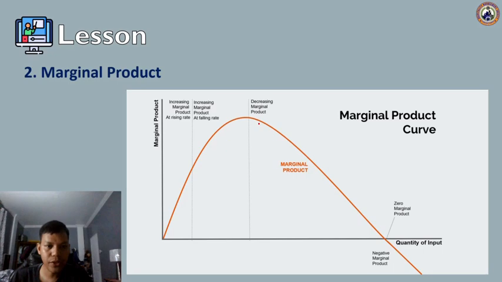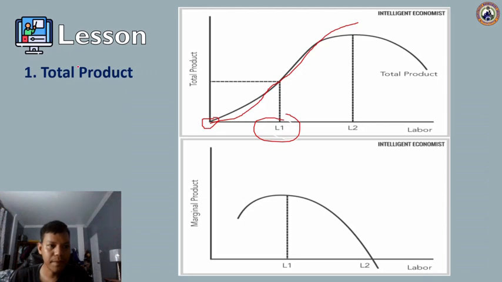So I'm sorry for showing this graph. It's incorrect. We have this in the previous slide for the marginal product.